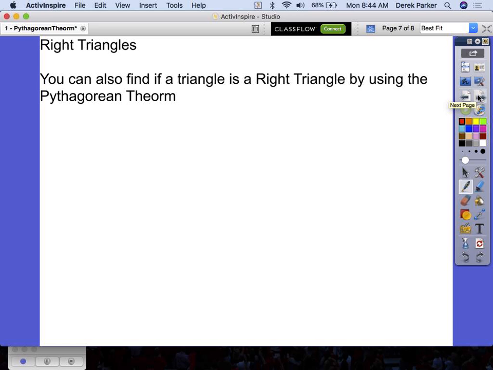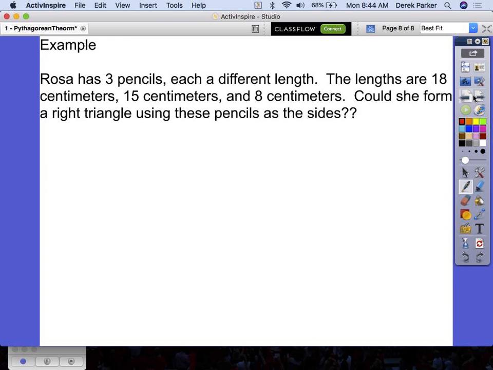You can also find if a triangle is a right triangle by using the Pythagorean theorem. Rosa has 3 pencils, each a different length. The lengths are 18 centimeters, 15 centimeters, and 8 centimeters. Could she form a right triangle using the pencils as the sides? Okay, so what you've got to think of is, what is your biggest side here? The biggest side is 18.